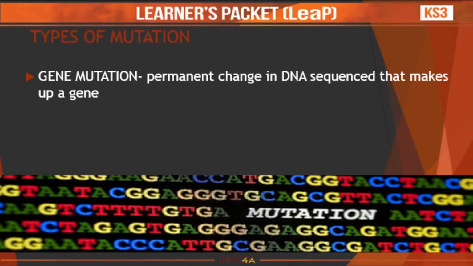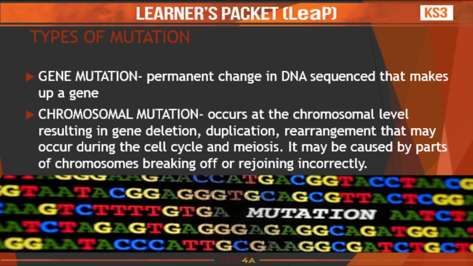There are two types of mutation. We have the gene mutation, which is permanent change in DNA sequence that makes up a gene, and a chromosomal mutation, which occur at the chromosomal level resulting in a gene deletion, duplication, rearrangement that may occur during the cell cycle and meiosis. It may be caused by parts of chromosomes breaking off or rejoining incorrectly.